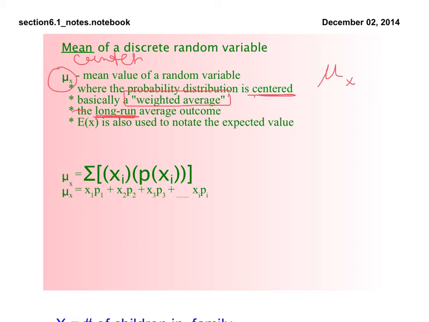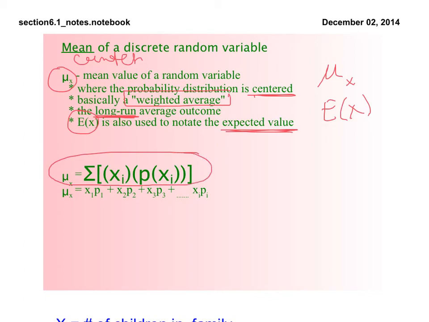Another notation we sometimes use is E sub x, and that's called the expected value. So the expected value and the mean of the random variable are the same thing. And what you're going to do is you're going to use this formula because it's a weighted average.